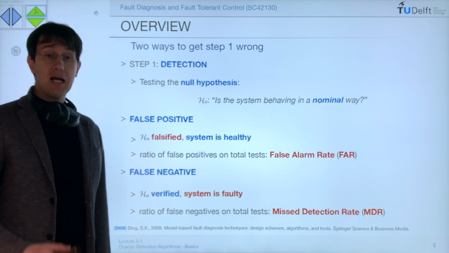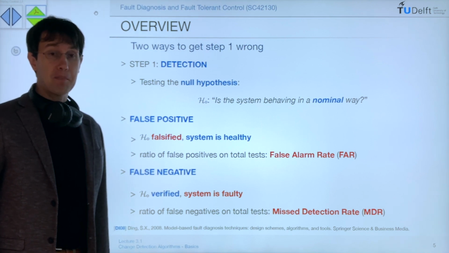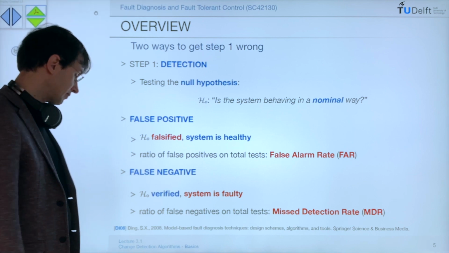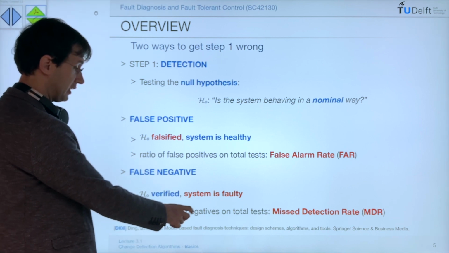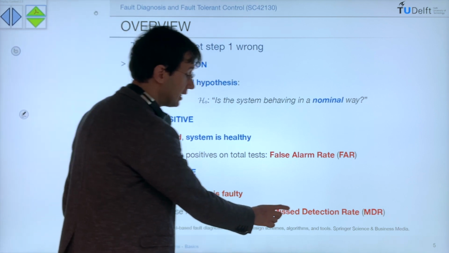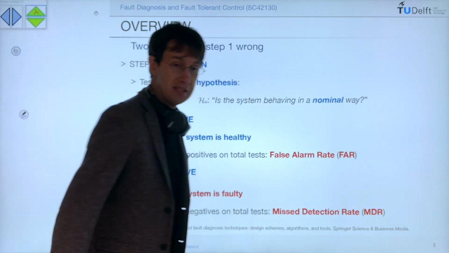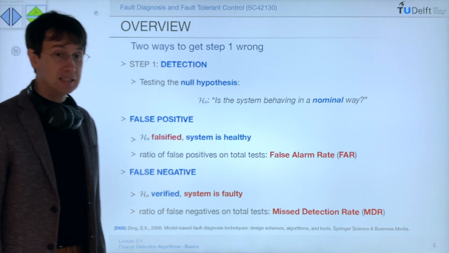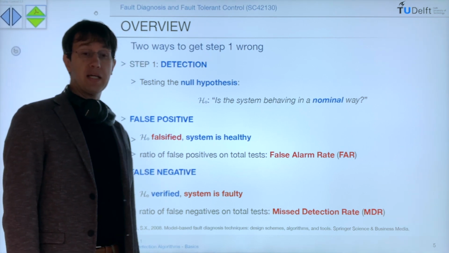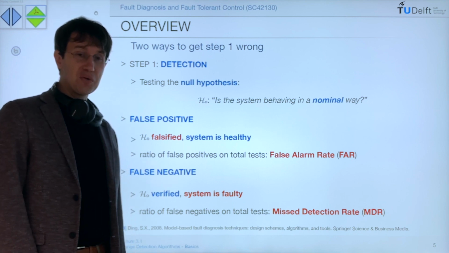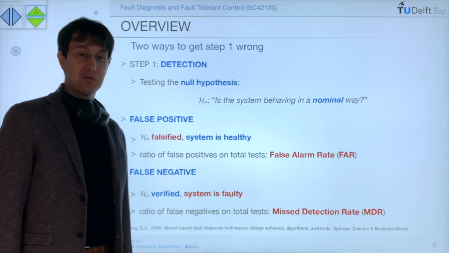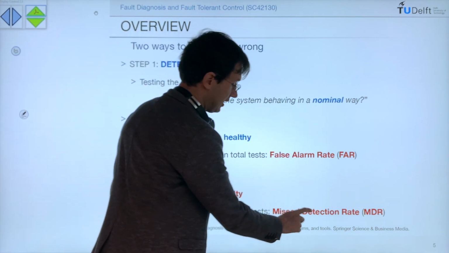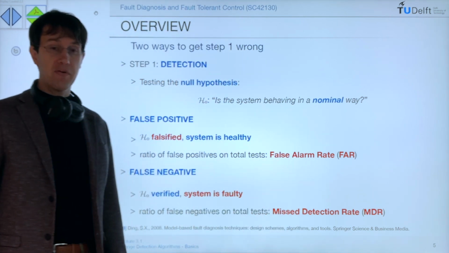The system has an anomaly, but I didn't falsify the hypothesis, so I didn't detect it. The ratio of false negatives on the total test is the missed detection rate. Indeed, I should have detected something, but I didn't. So you can imagine that a good symptom evaluation algorithm would have low false alarm rates and low misdetection rates.